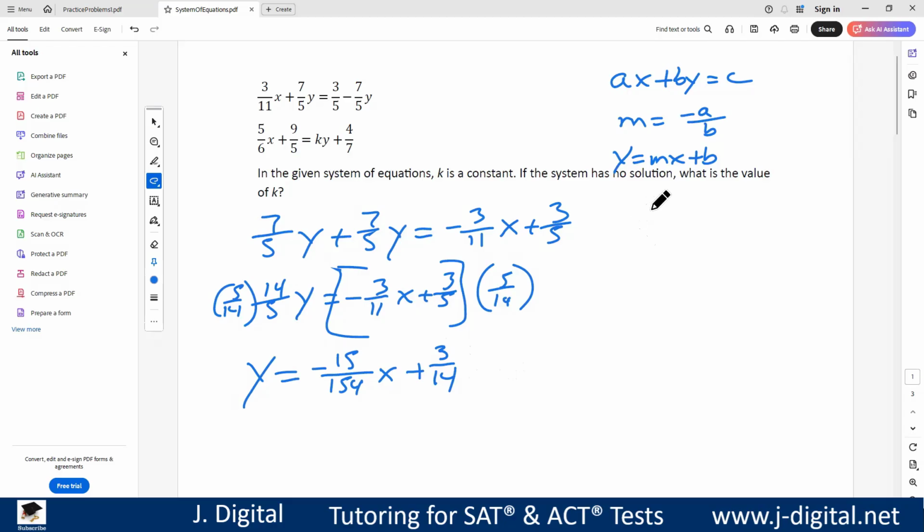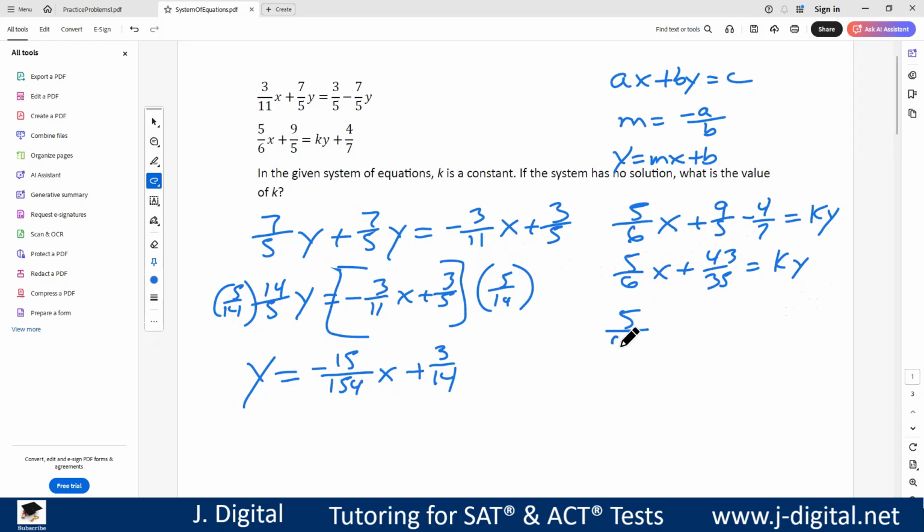All right, if I take the second one, we already got y on the right side, so I'm going to just leave it there. So I'm going to have 5/6x plus 9/5. I'm going to subtract the 4 7ths from both sides, equal ky. This is going to be 5/6x plus 43 over 35. I'm going to divide everything by k. 5 over 6k x plus 43 over 35k would equal y.